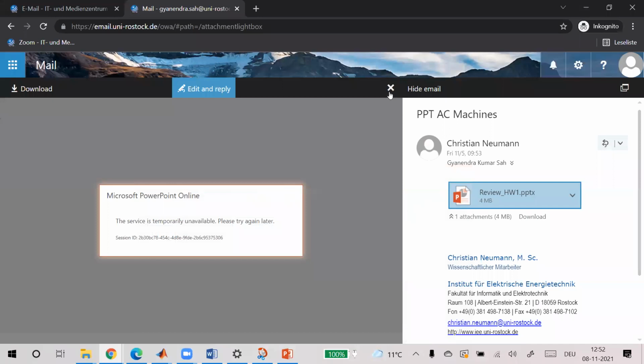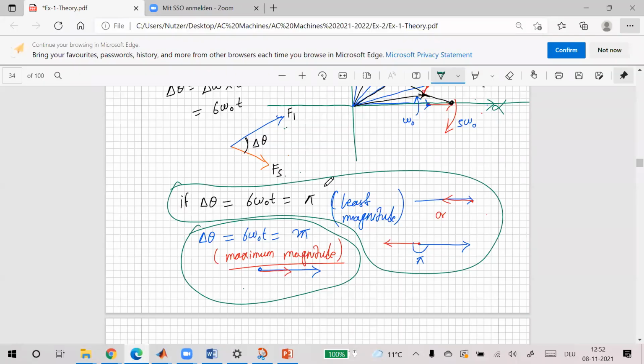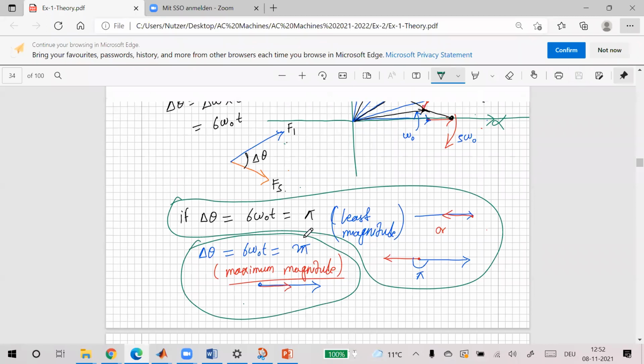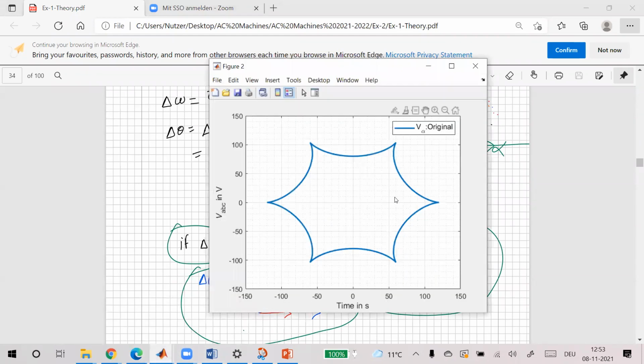So you can also try those. You should actually try this, because if you want to understand this, then you should draw some diagrams like this, and try to understand what I have tried to do here. You would see the graph like this, and you will have 6 edges. Why 6 edges? Now you know, because their relative speed is 6 times the fundamental frequency. So you will have 6 edges.